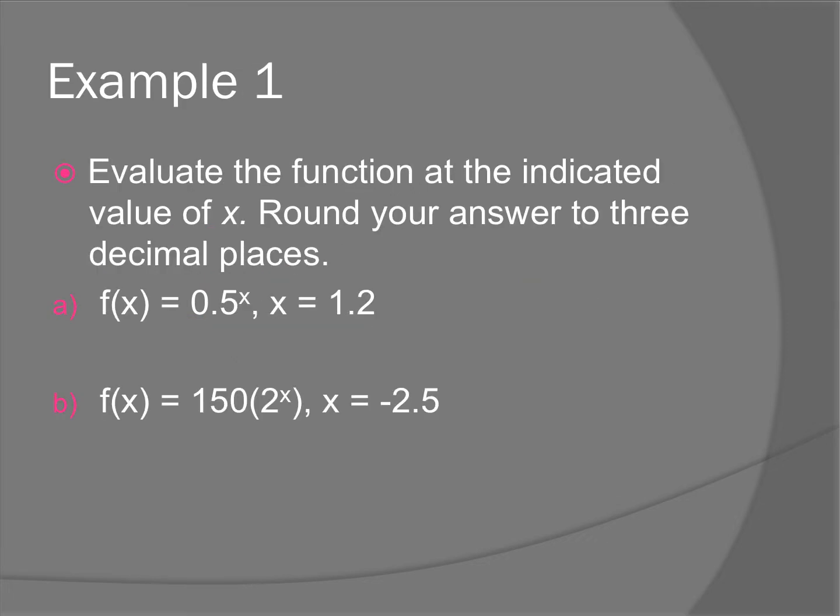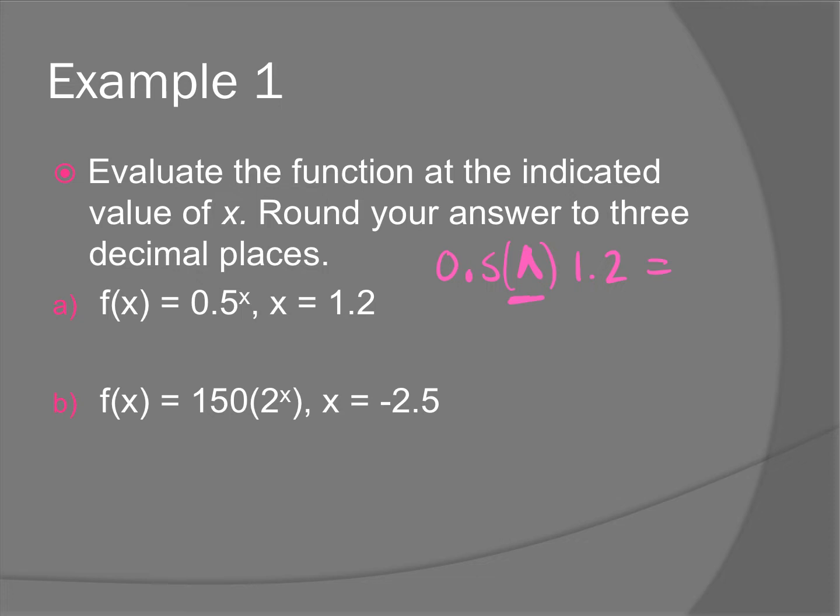So example 1 says evaluate the function at the indicated value of x. Round your answers to 3 decimal places. So for these, we're just putting it in our calculator. If you have a calculator, you would put 0.5, and then there's a little caret button that looks like this, so you click that button, and then 1.2, and then you probably have to click enter or equals.